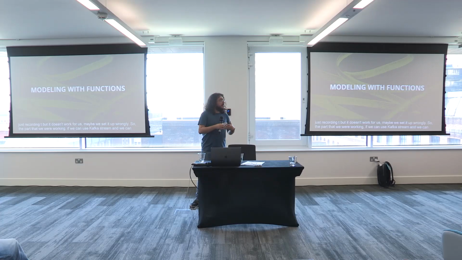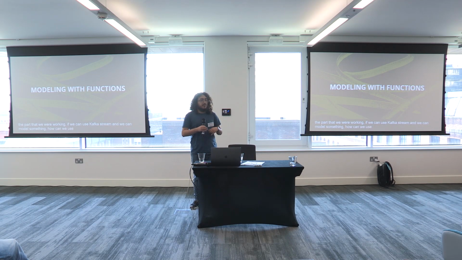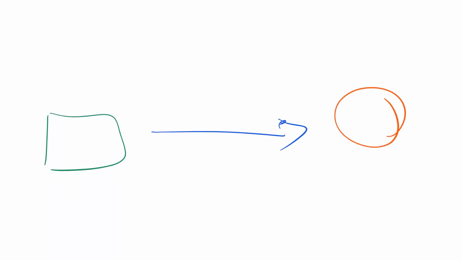How can we use Kafka conventions to model with functions? How to make our architecture simpler and easy to evolve. So this is a function, actually. It's a function that maps any shape to a circle. And functions, as they are, have some interesting properties, without going too deep into mathematical concepts.